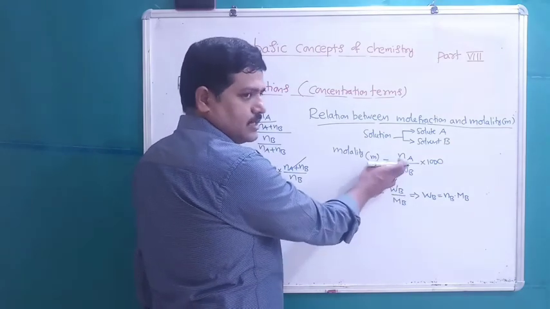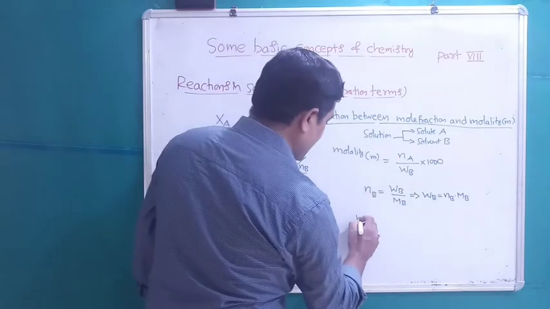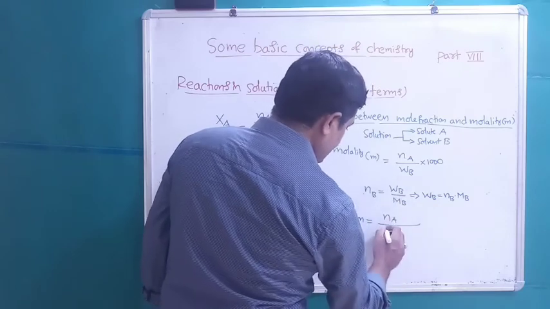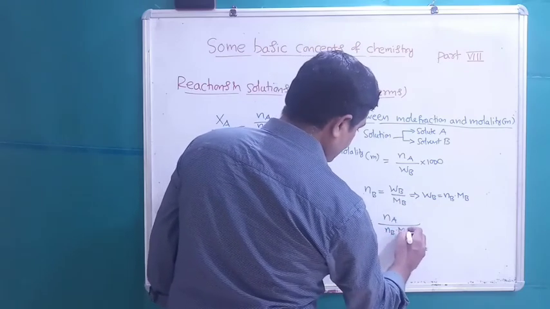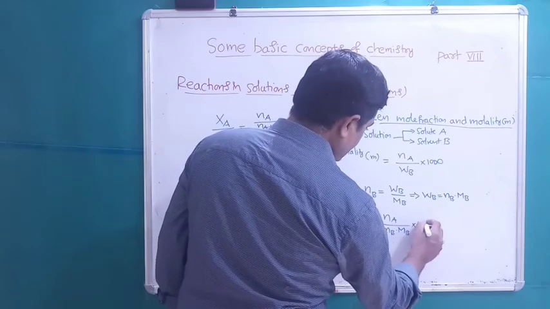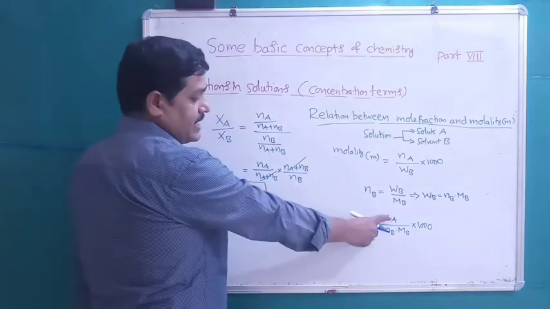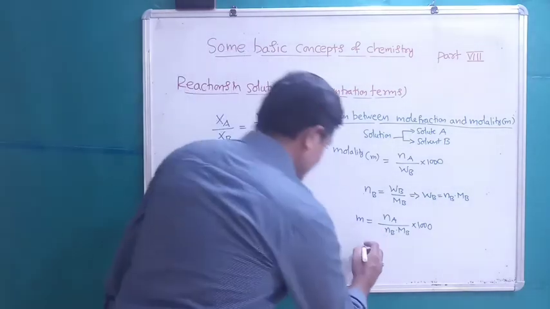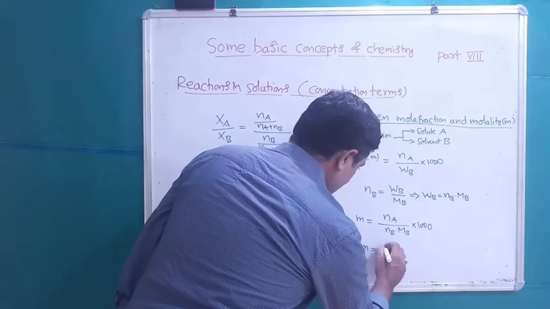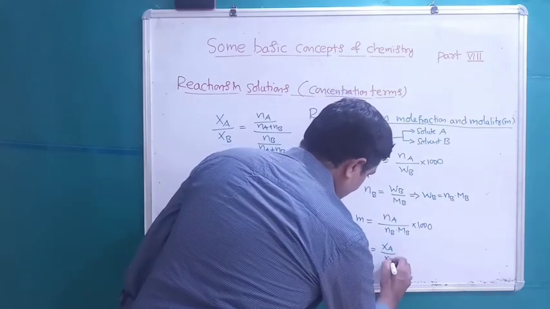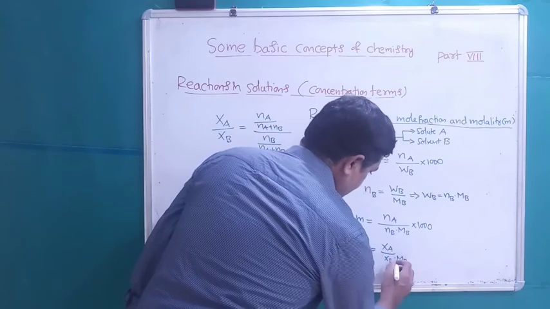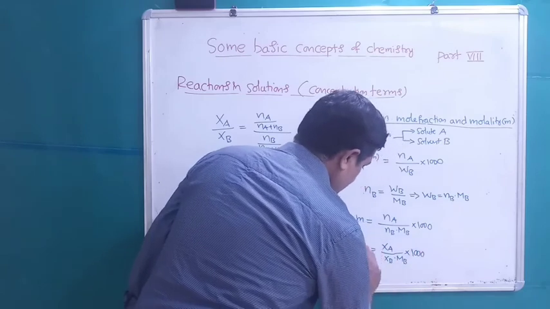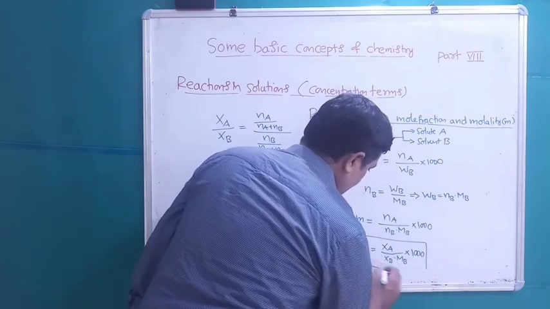Let us substitute this in this expression. So molality is equal to NA by WB, in place of which I will write NB into MB, multiplied by 1000. Students, here NA by NB is there, so that can be replaced with XA by XB. Molality is equal to XA by XB into MB, where MB is the molecular weight of the solvent, into 1000. This is a relation between mole fraction and molality.